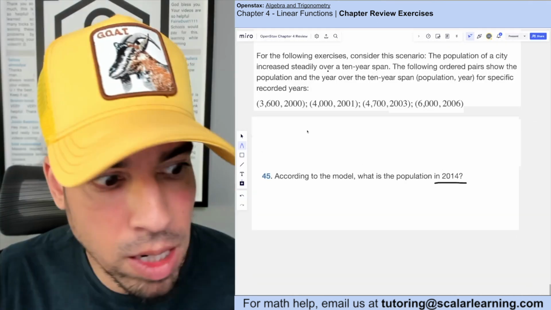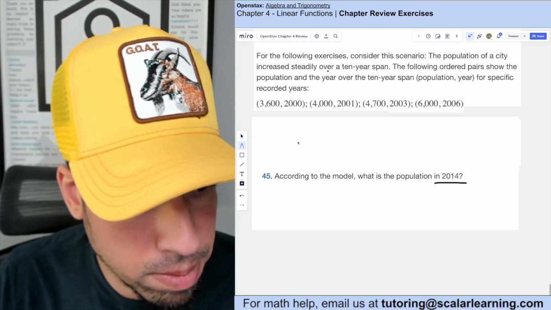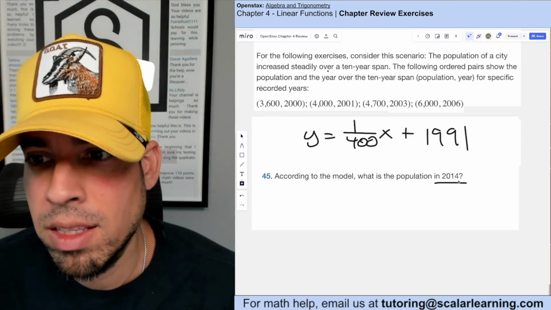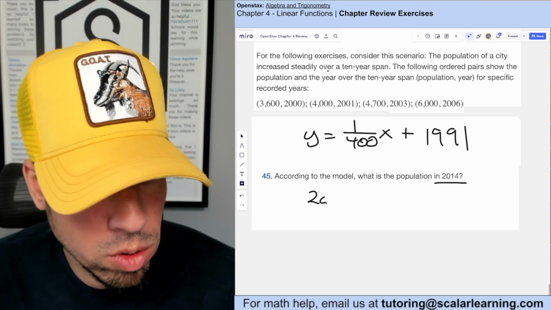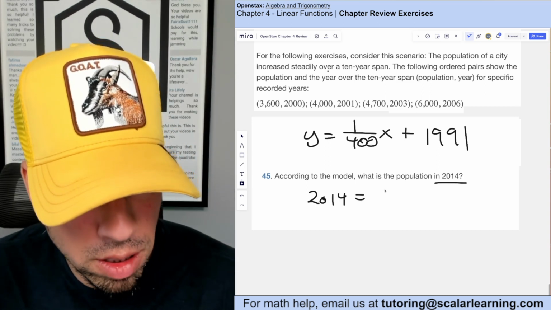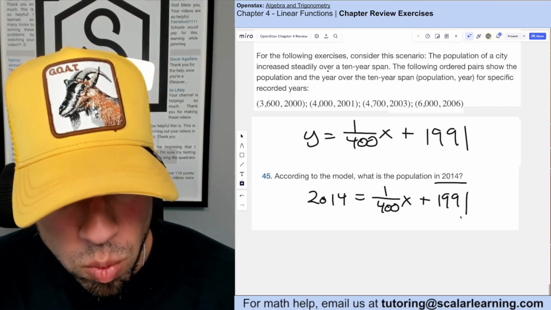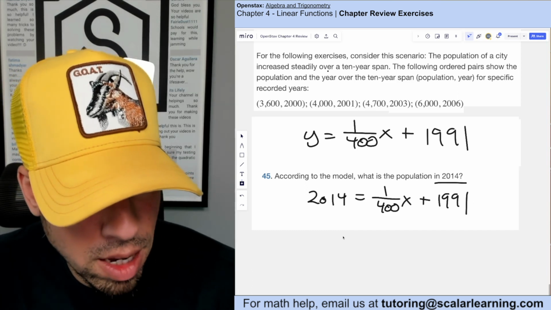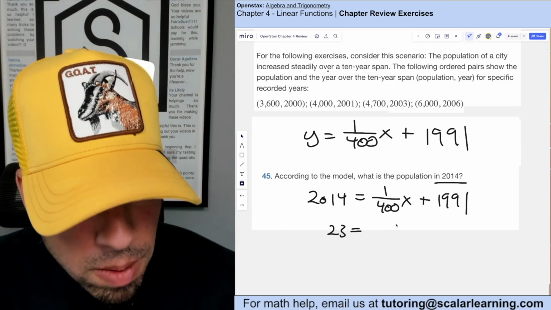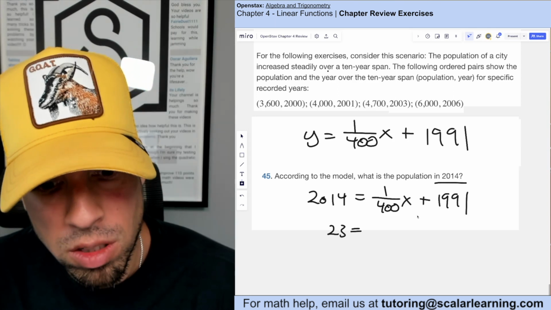For 45, it says, according to the model, what is the population in 2014? So I'm going to put the model back up that we got in question 43. Now we're going to plug in 2014, and again, the year goes in for y. So we got 2014 equals all of this. Then we subtract 1991 from both sides. 2014 minus 1991 is 23.